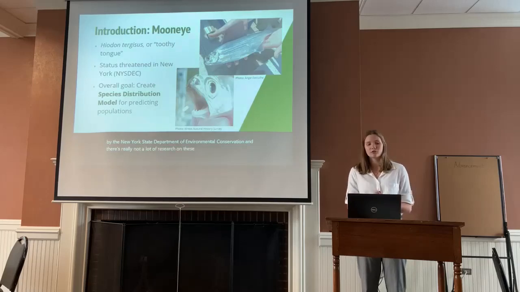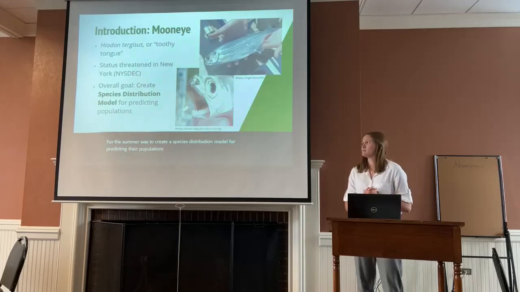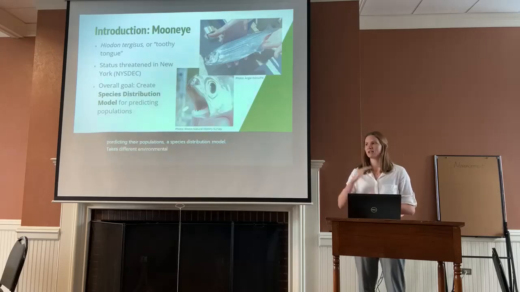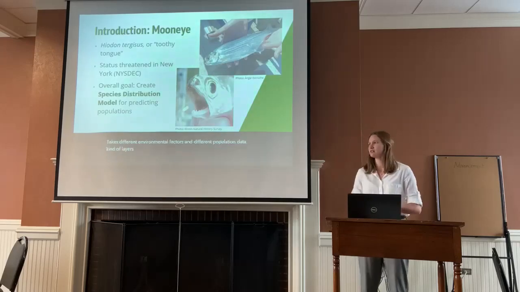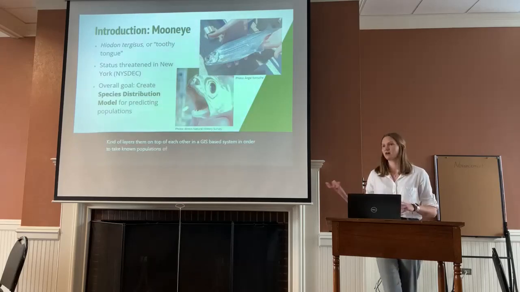So our overall goal for the summer was to create a species distribution model for predicting their populations. A species distribution model takes different environmental factors and different population data, kind of layers them on top of each other in a GIS-based system in order to take known populations of a critter and predict other ones based on it.